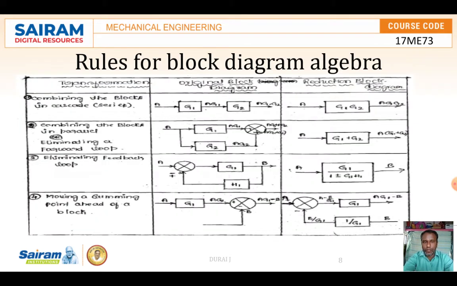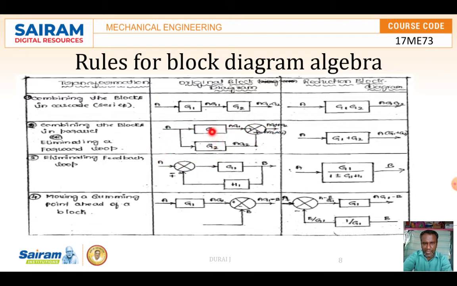Then comes the rules for block diagram reduction. First, combining the blocks in cascade. Suppose the blocks are arranged in series or cascade, then what we do is block diagram reduction. Here the input is G1, the output of this one is G1, G2 is the next block. We convert this into a single block by multiplying these two. That's it. The reduced block is G1 into G2, and the final output remains the same.